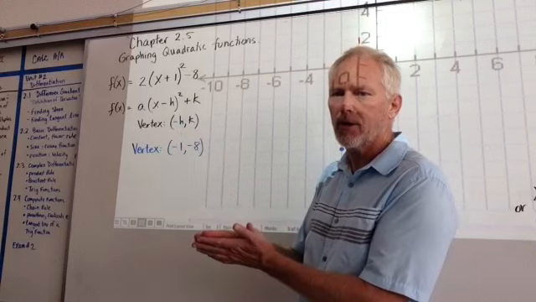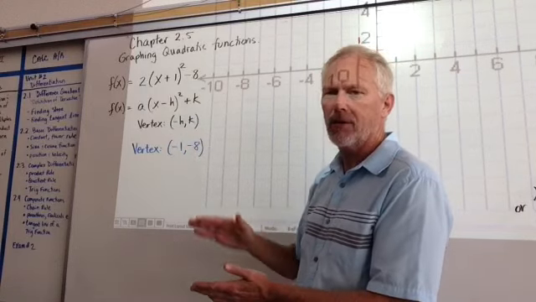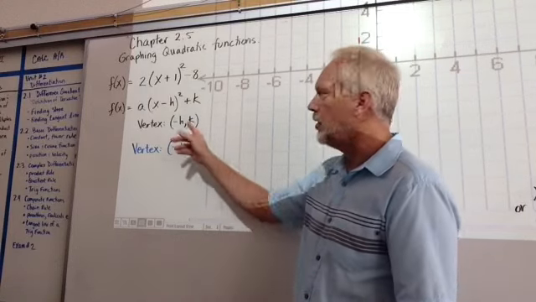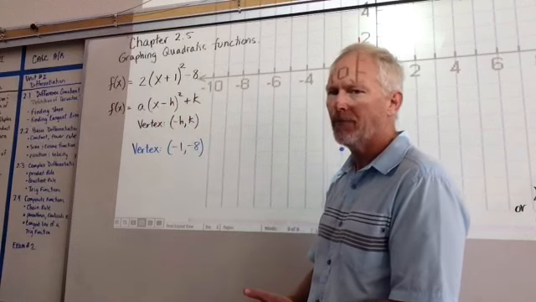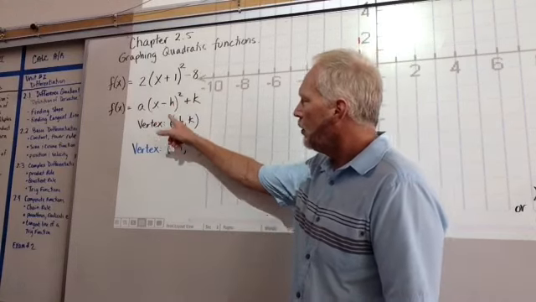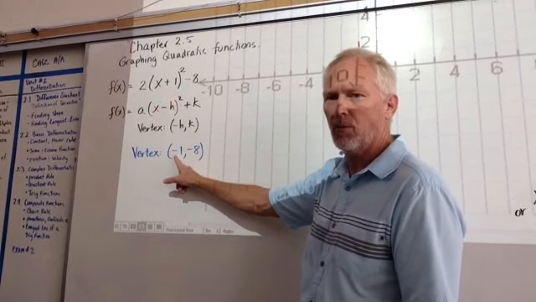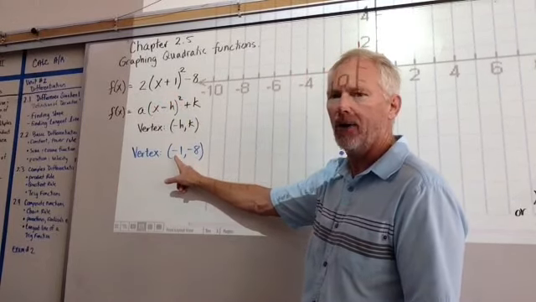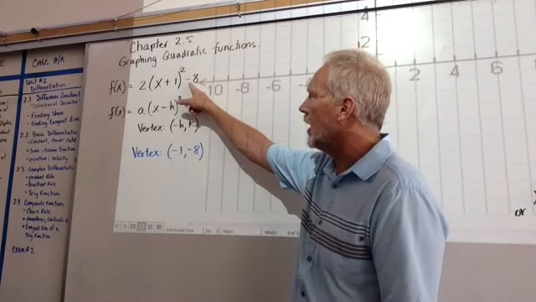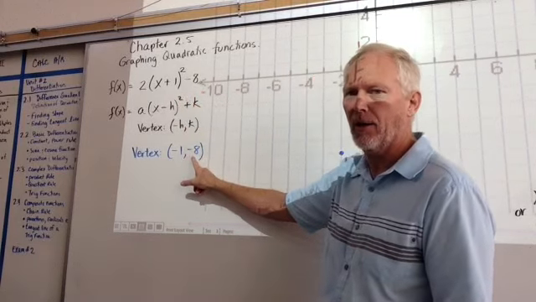So if the k value is positive, it'll remain positive. If it's negative, it'll remain negative. It's only the h where we take the opposite sign. So in this case, we take the opposite sign of 1. Our vertex then for this function will be at negative 1 as the x value. The y value, we'll just take this negative 8 and bring it right here.